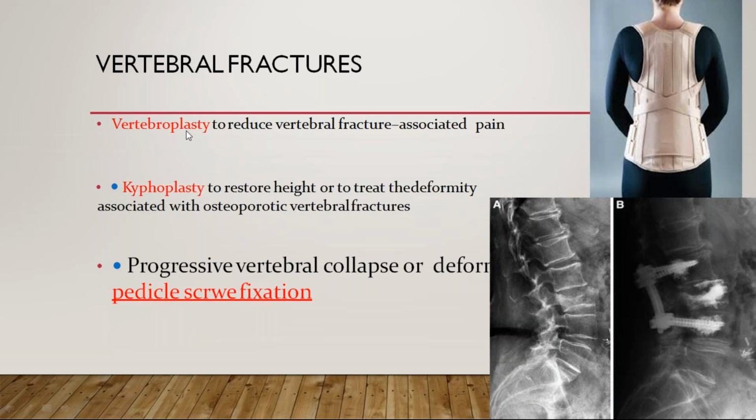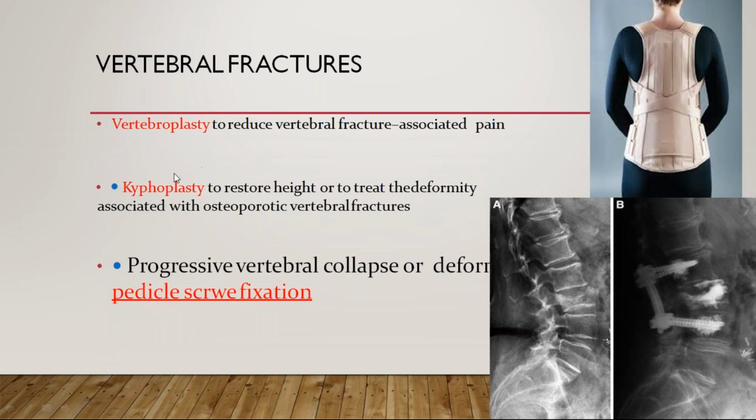And vertebroplasty: what they will do in vertebroplasty is, in the damaged vertebra, they will inject bone cement through the pedicles. In vertebral fractures, everything they will do through the pedicles only. In vertebroplasty, they inject the bone cement into the damaged vertebra. Why do they inject cement? To prevent further damage of the vertebra. If the vertebra damage is up to 40%, if you inject the cement, it prevents further damage of the vertebra. That is called vertebroplasty.